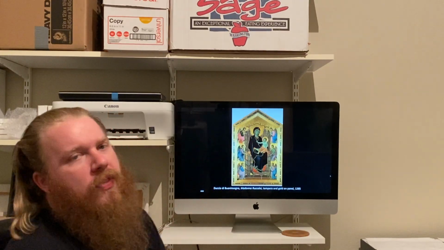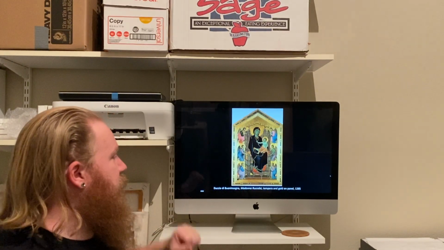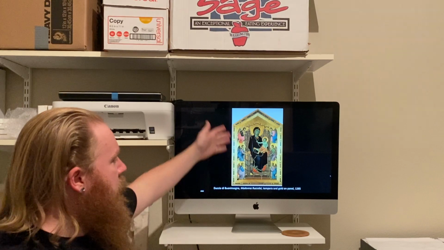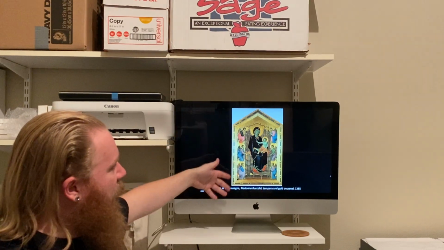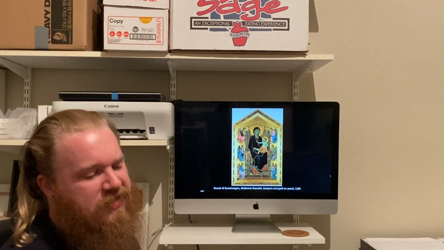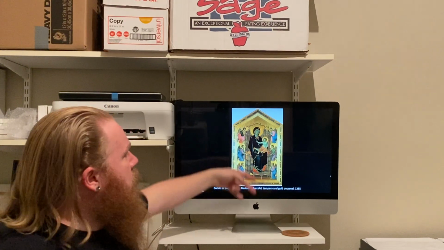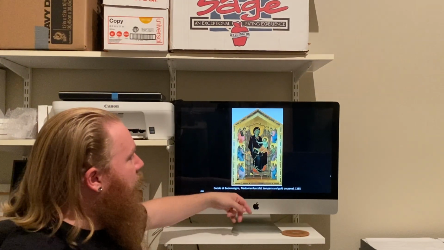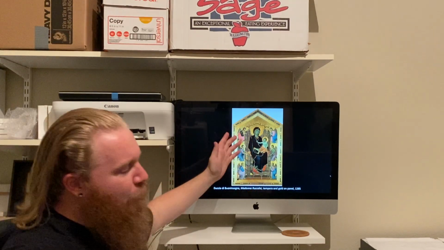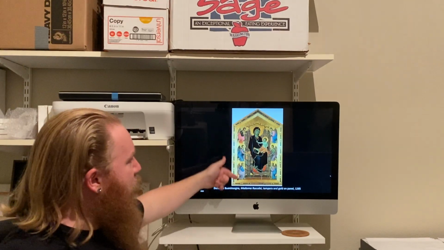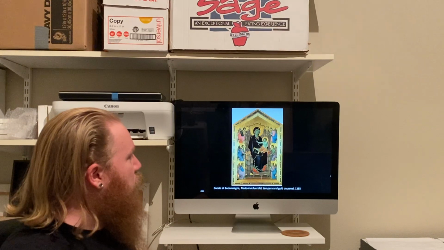So here we have just another one. Here we have, this is the Madonna Rucellai. So this is also kind of one of these scenes that's meant to represent the divine-like status of the Virgin Mary. So we have the Virgin Mary and the child there. Once again, blue and red, Virgin Mary every time. But she's surrounded by six of the highest order of angels.